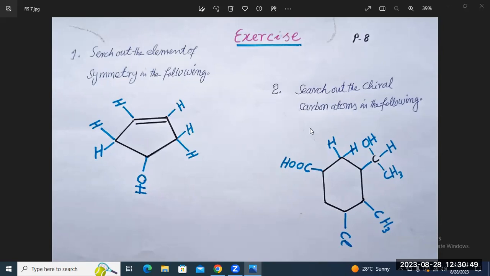And question number 2, you have to seek about the chiral carbons. Where are the chiral carbons? And you have to assign the configuration to these chiral carbons. First of all, you have to search the chiral carbons, then assign configuration to the chiral carbons.